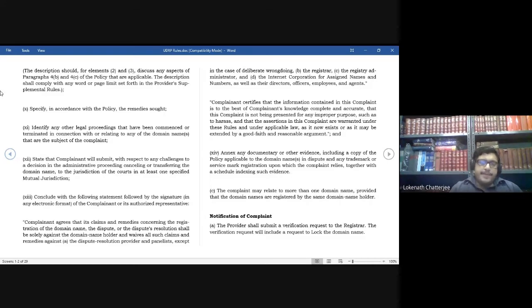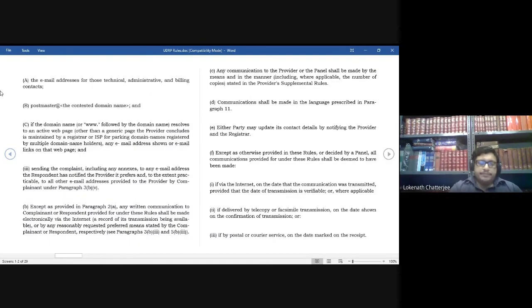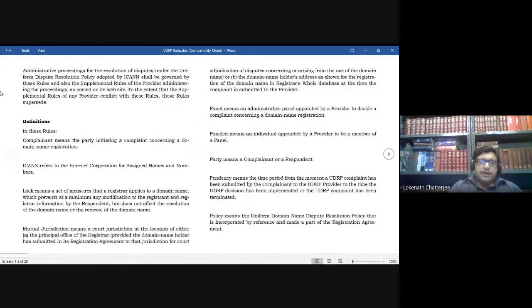Now, 12 is interesting. An undertaking has to be given that the complainant will submit to the challenge made to a decision in the administrative proceeding. Very interesting. We've seen what a mutual jurisdiction is. If you go back, you see mutual jurisdiction. That's towards the bottom of the page on the left hand side.